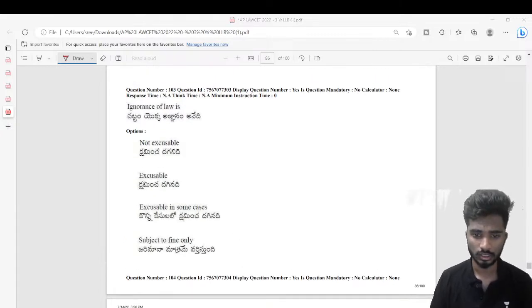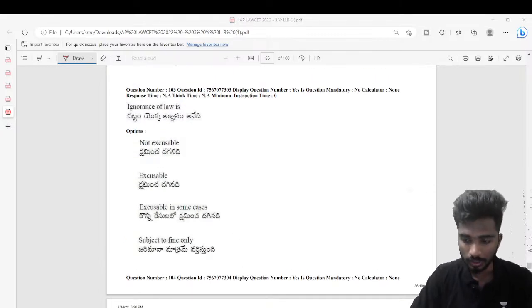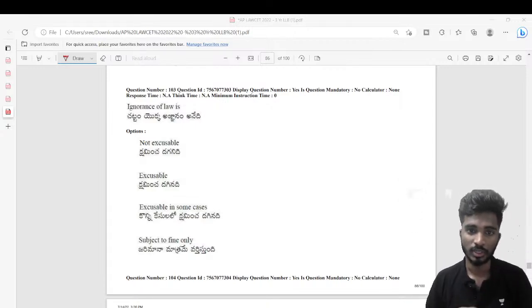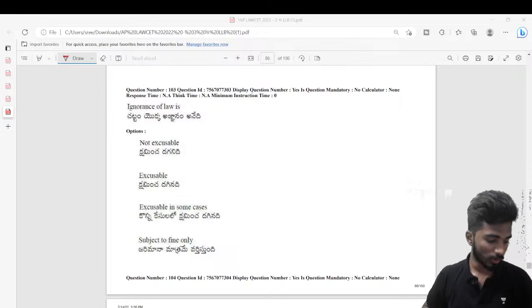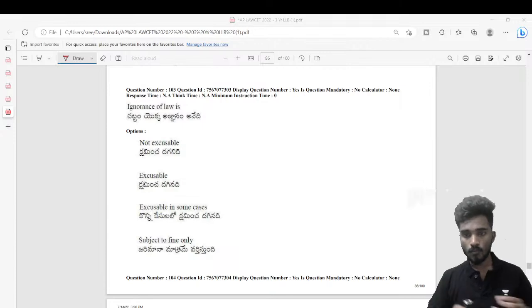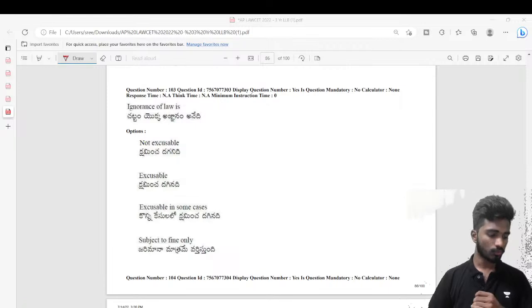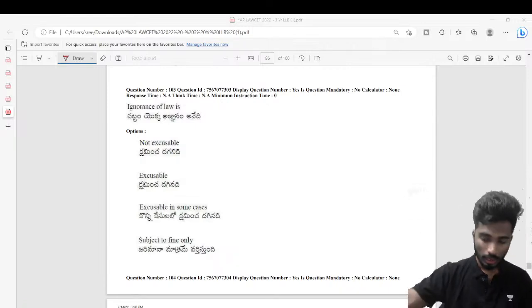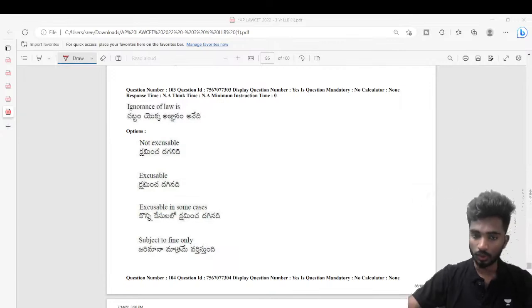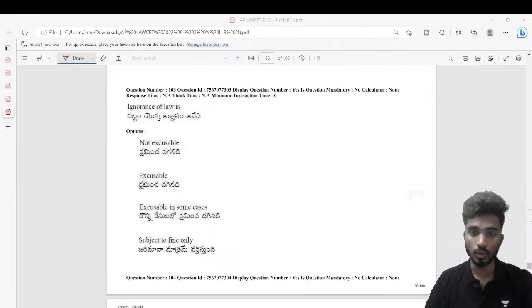Next, ignorance of law is చట్టం యొక్క అజ్ఞానం అనేది క్షమించదగినది, కొన్ని కేసుల్లో క్షమించదగినది, జరిమానా మాత్రమే వర్తిస్తుంది. What is the answer? వెరీ గుడ్, వెరీ గుడ్. ఆల్ఫా, టిఎస్, త్రిష, శ్రీకాంత్, ప్రియాంక, ఉపేందర్, మధు, జీవన, విజయ, రాహుల్. Very good, guys. So the answer is not excusable whatsoever.